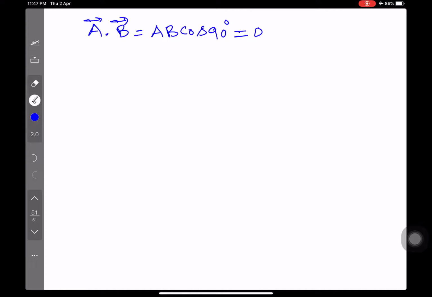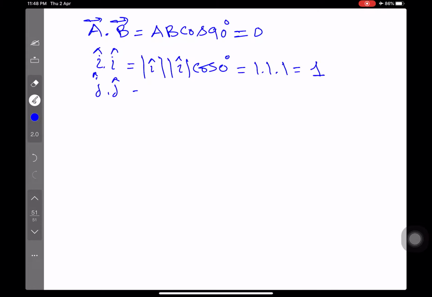Now, we come to dot product of unit orthogonal vectors. That is, I cap dot I cap. This is equal to magnitude of I cap into magnitude of I cap into cos of the angle between I cap and I cap. That is cos 0 degree. And this is equal to 1 into 1 into cos 0, which is 1. And this comes out to be equal to 1. So remember, I dot I equal to 1. Similarly, J dot J equal to 1. K dot K equal to 1. And therefore, for remembering this, I can write I dot I equal to J dot J equal to K dot K, each equal to 1. And I will put it in a bracket.